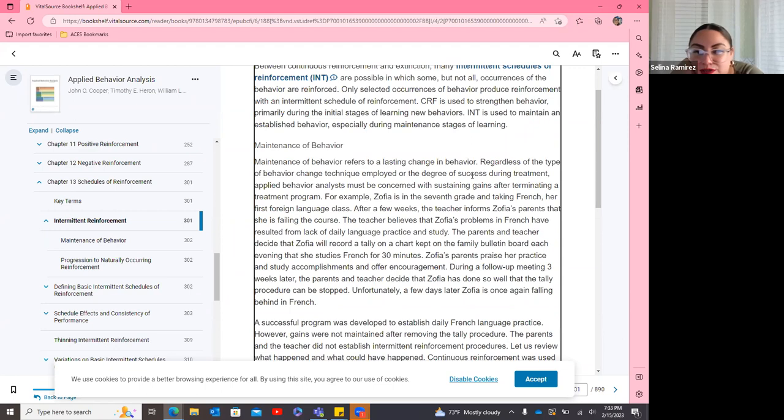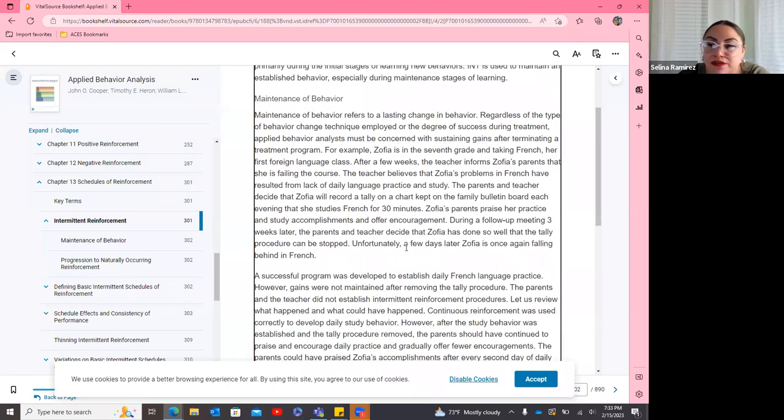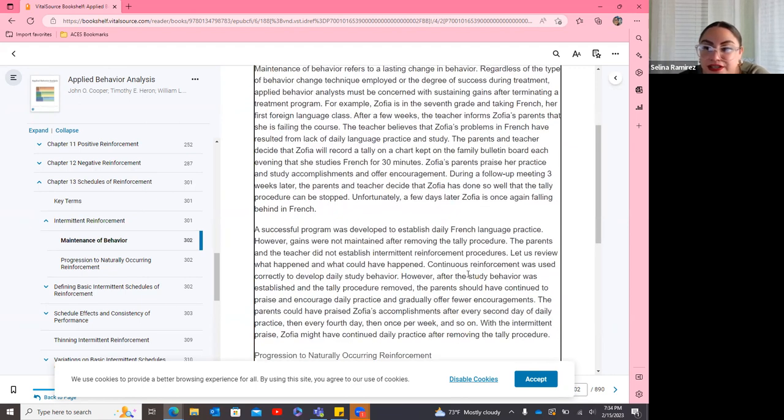Okay, let's see. However, gains were not maintained after removing the tally procedure. The parents and the teacher did not establish intermittent reinforcement. So they just went straight from being continuous to just cutting off reinforcement completely. So continuous reinforcement was used correctly to develop daily study behavior. However, after the study behavior was established, the tally procedure was removed. They should have continued to praise her and encourage daily practice after gradually offering fewer encouragements. So it's just talking about how important it is to go from that continuous to intermittent.